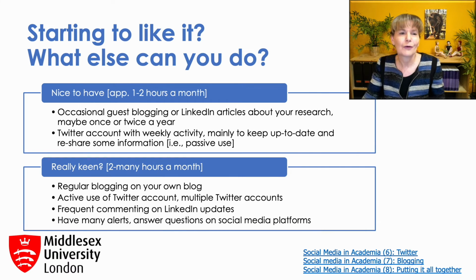Then after a while, if you find you're starting to really like doing this, you can always start to engage a bit more intensively. You could start to do regular blogging or start your own blog. You could start using Twitter more actively, or have multiple accounts for multiple purposes. Maybe one for yourself, one for your research cluster you're involved in. You could comment on LinkedIn updates of others more frequently. You could regularly share articles or posts on LinkedIn yourself, but that's all up to you.